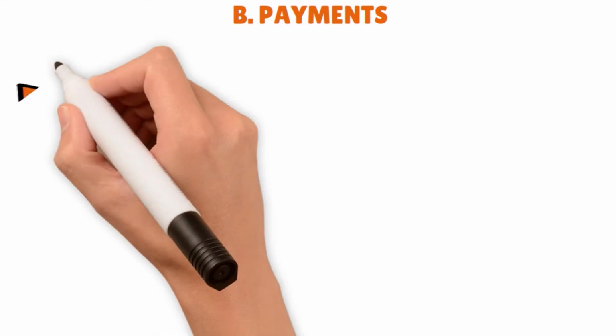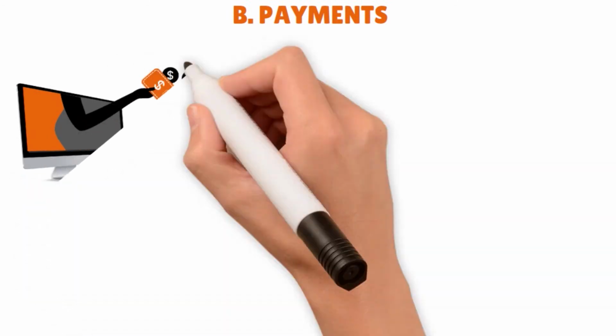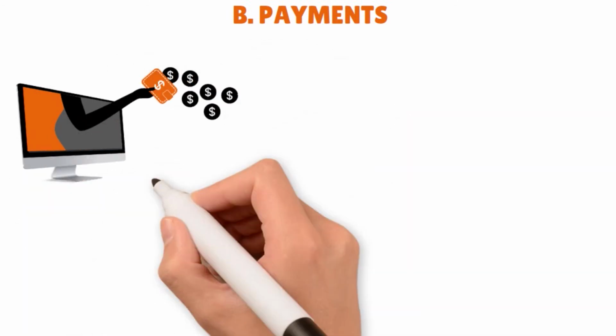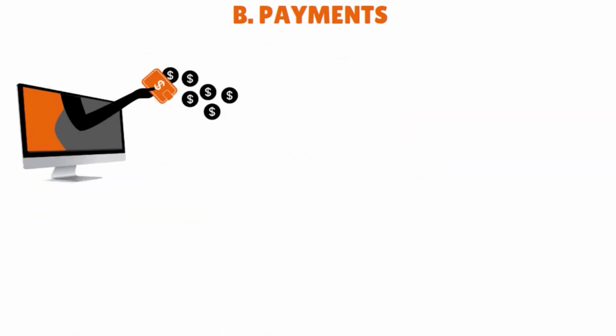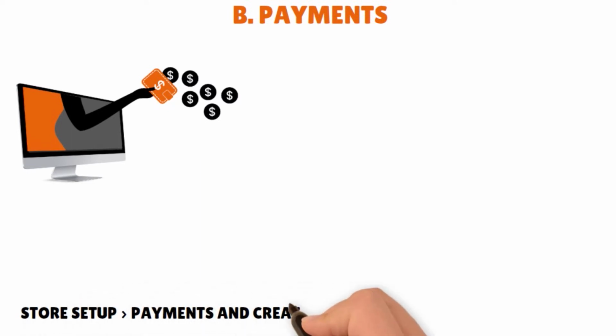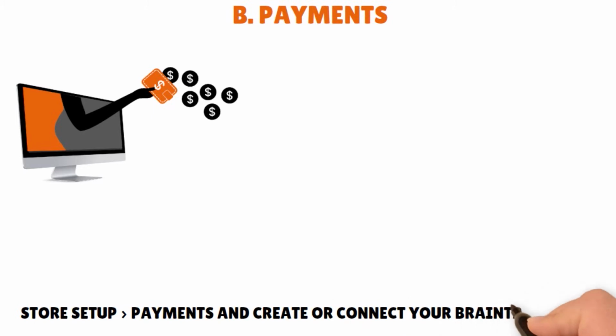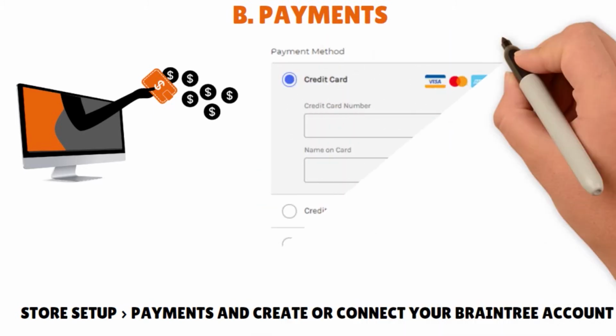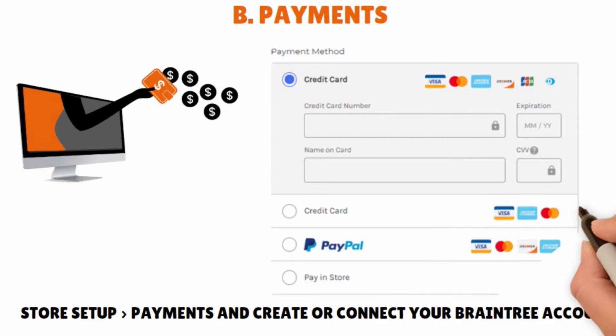So BigCommerce has made it very easy, and you can auto-enable PayPal powered by Braintree in eligible storefronts. All you have to do is go into Store Setup, section Payments, and create or connect your Braintree account. And of course, all 4 cards are possible: Visa, MasterCard, Discover, and Amex.